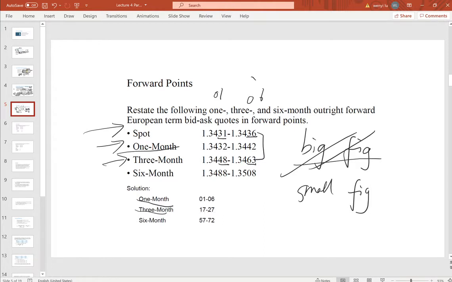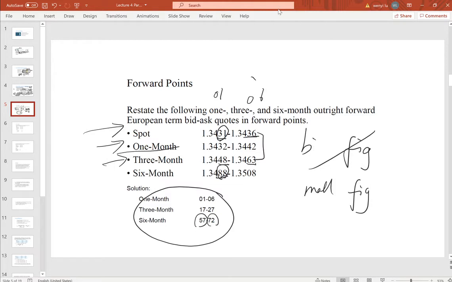The last quote is for the 6 months forward. So we use 88 minus 31, equal to 57, and 108 minus 36 equal to 72. So that's the 6 months bid and ask spread. Our benchmark is always the spot rate. Then we compare with our forward rate to see the difference in the small figure.